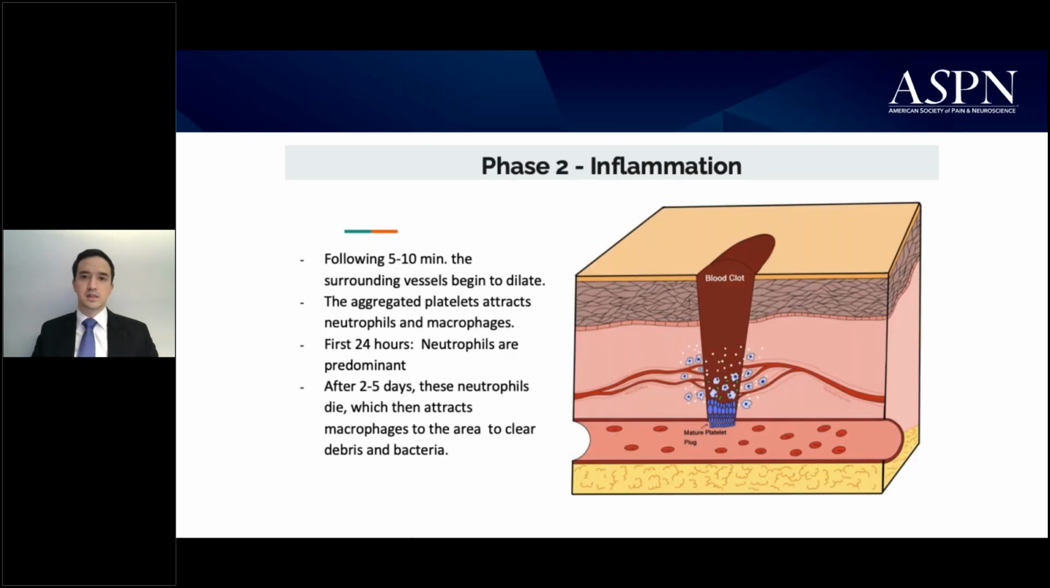So this brings us to the second phase of wound healing, which is inflammation. This phase typically begins within the first minutes to hours of tissue injury, and it can last up to 10 to 14 days after injury.